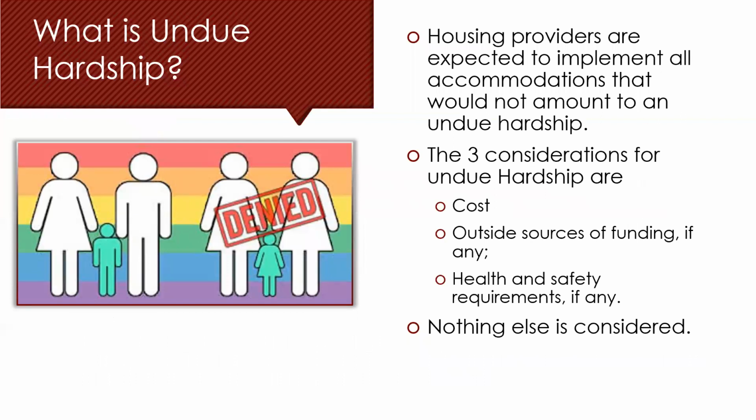During this presentation, you are going to hear me talk about the term undue hardship. Undue hardship is one of those legal terms that is not actually defined anywhere in the statute. So it is very much a case-by-case basis, but landlords are expected to accommodate all people, whether they be prospective tenants or tenants, to the point of undue hardship. The three considerations for undue hardship are cost, outside source of funding, or any health and safety requirements. Nothing else is considered. We can get into undue hardship in several situations later on, but those are the three main factors when considering it.